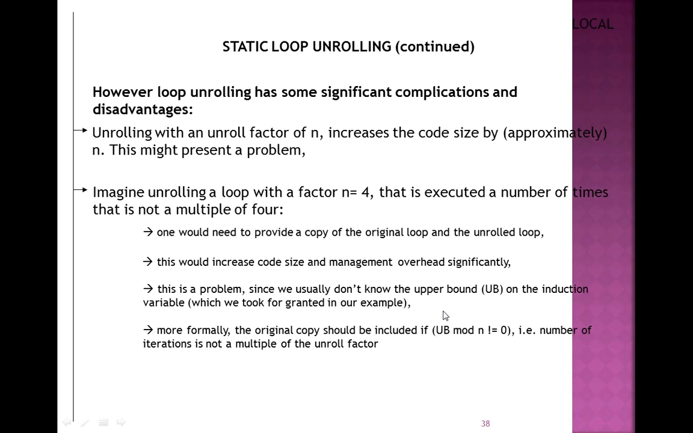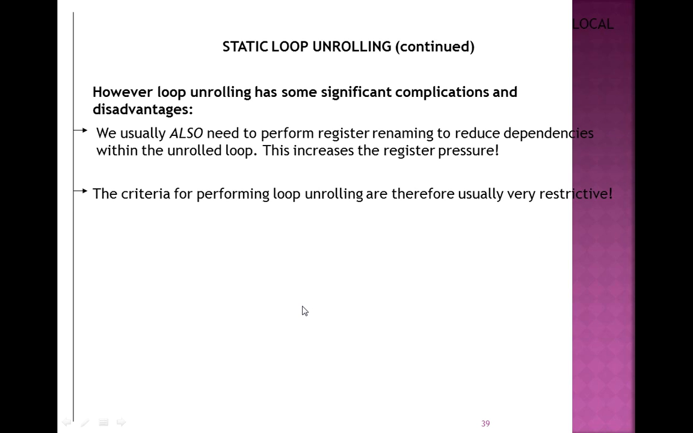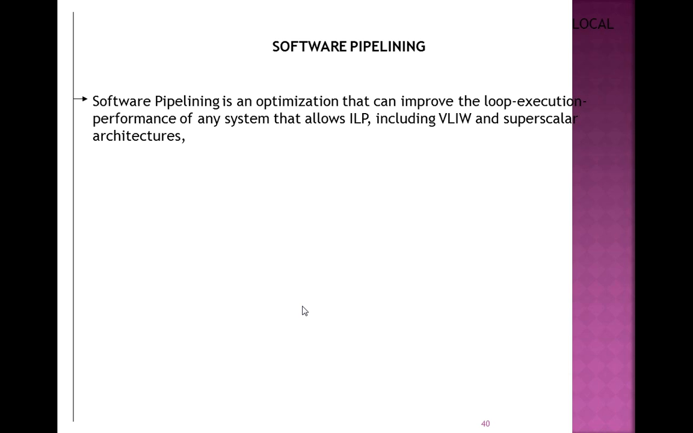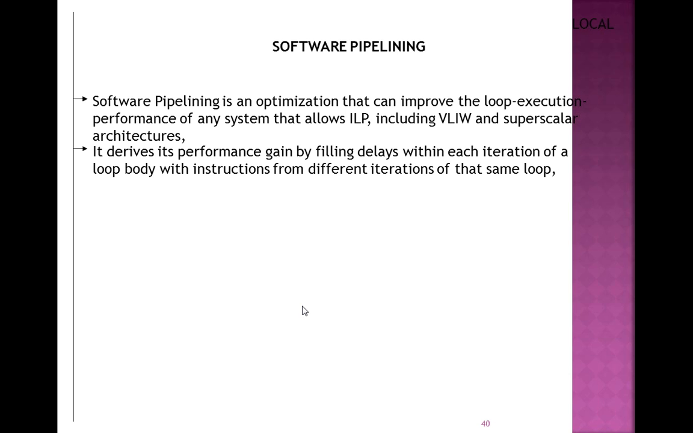There might be a problem with the upper bound on the loop variable. More firmly, the original copy should be included when the number of iterations is not a multiple of the unrolled number. We usually also need to perform register renaming to reduce the dependency within the unrolled loop. Then next is software pipelining.